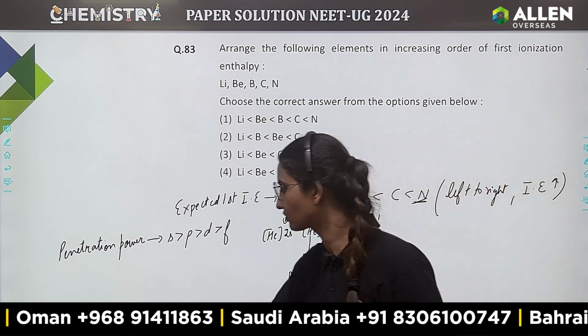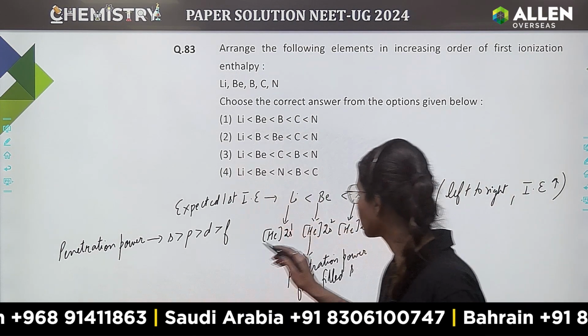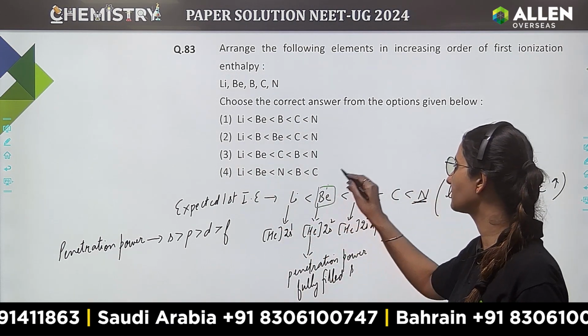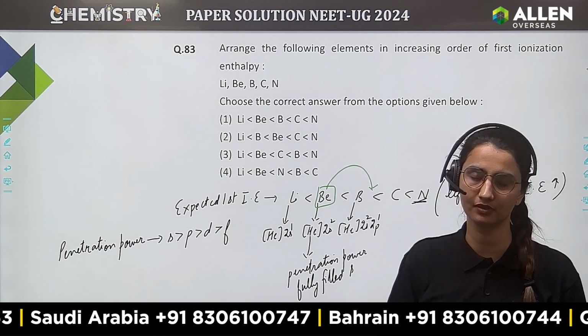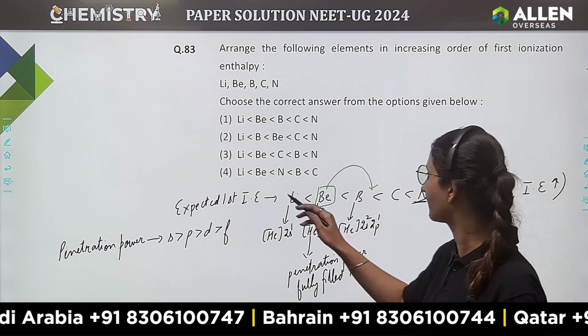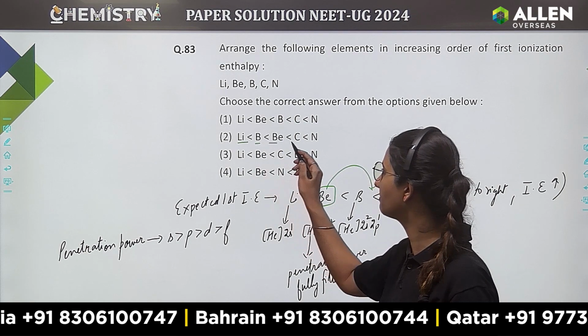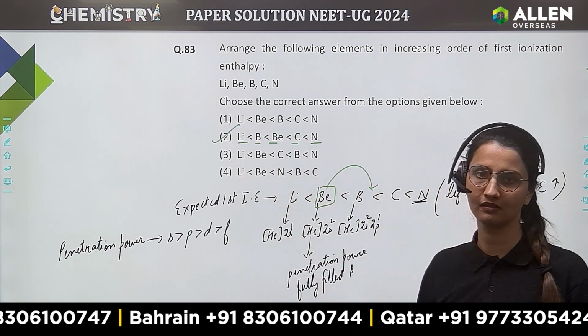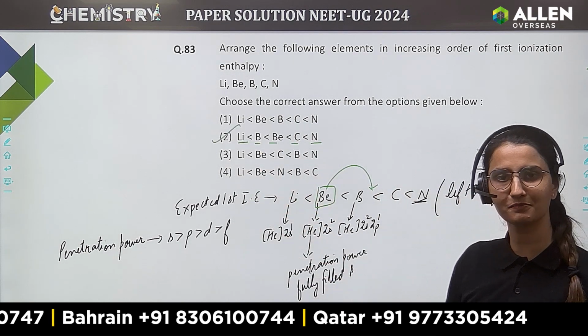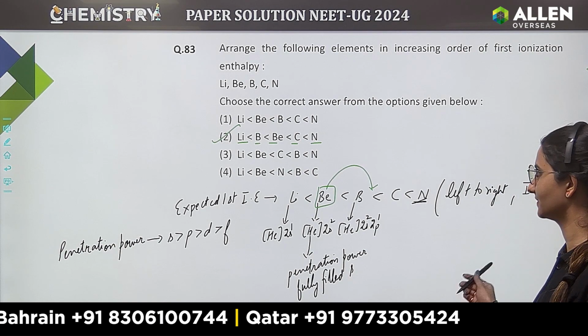Because of this, students, the ionization enthalpy of Be becomes more than B. There is a jump. So what is the correct order? Li, then B, then Be, then the regular trend. Got it? Simple. Next.